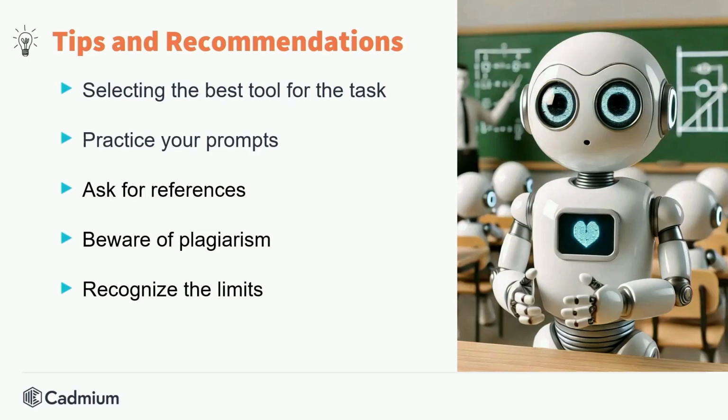Because the problem with AI is that it is very confident, and I just love the term, but it does give you hallucinations, which are essentially errors that it's trying to convince you otherwise. So asking for a reference really helps, letting you verify that that information is correct. And of course, beware of plagiarism.